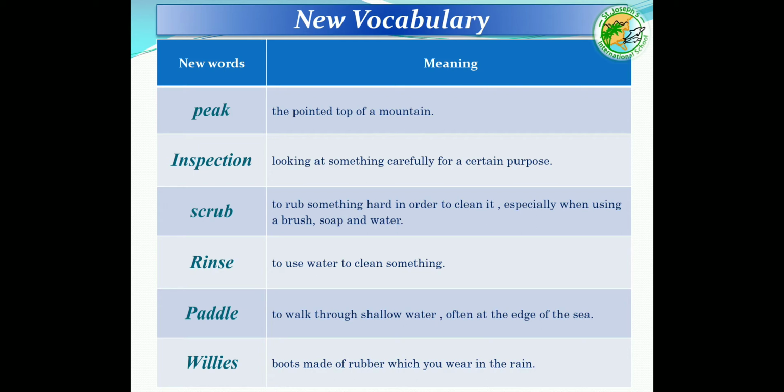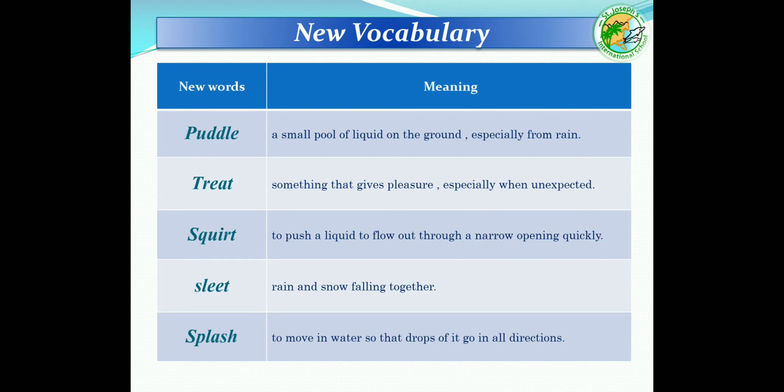Wellies: boots made of rubber, which you wear in the rain. Puddle: a small pool of liquid on the ground, especially from rain. Treat: something that gives pleasure, especially when unexpected. Squirt: to push a liquid to flow out through a narrow opening quickly. Sleet: rain and snow falling together. Splash: to move on water so that drops of it go in all directions.